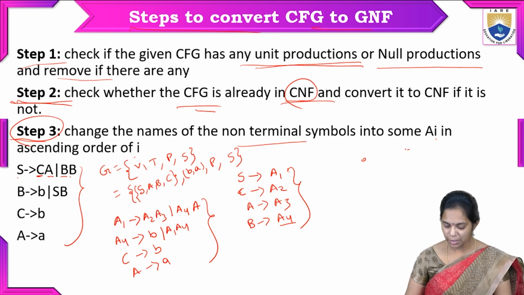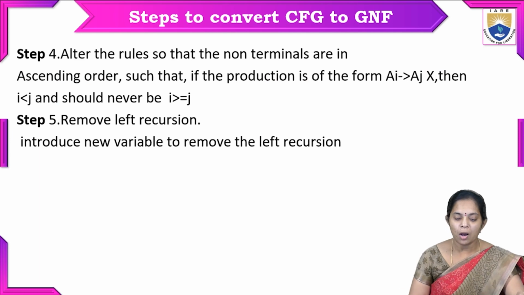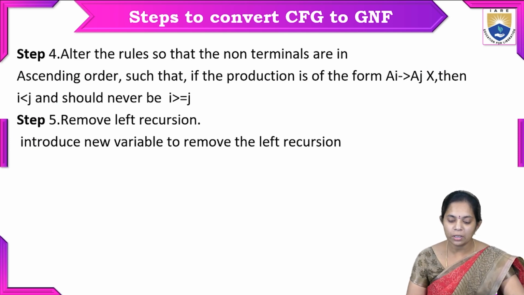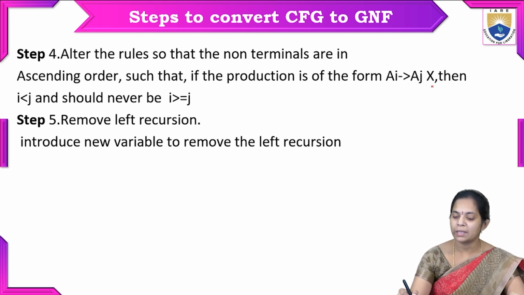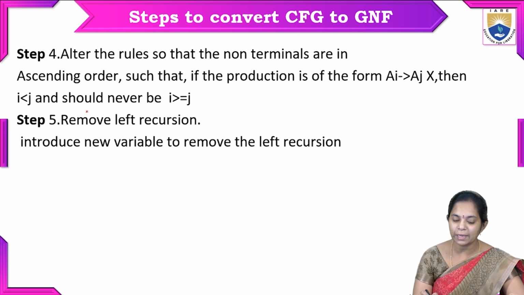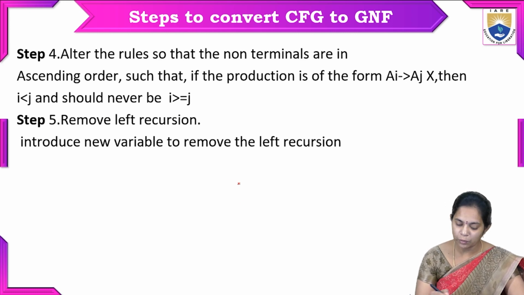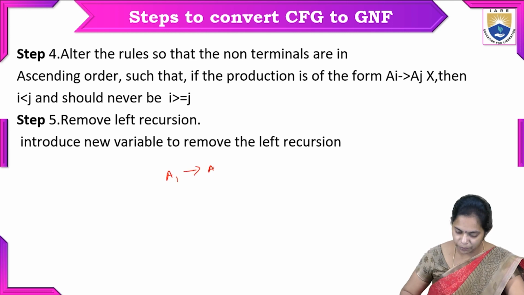And the next step is to alter the rules so that the non-terminals are in ascending order, such that if the production is of the form Ai tends to Aj X, then i is greater than j, and it should never be i less than or equal to j.